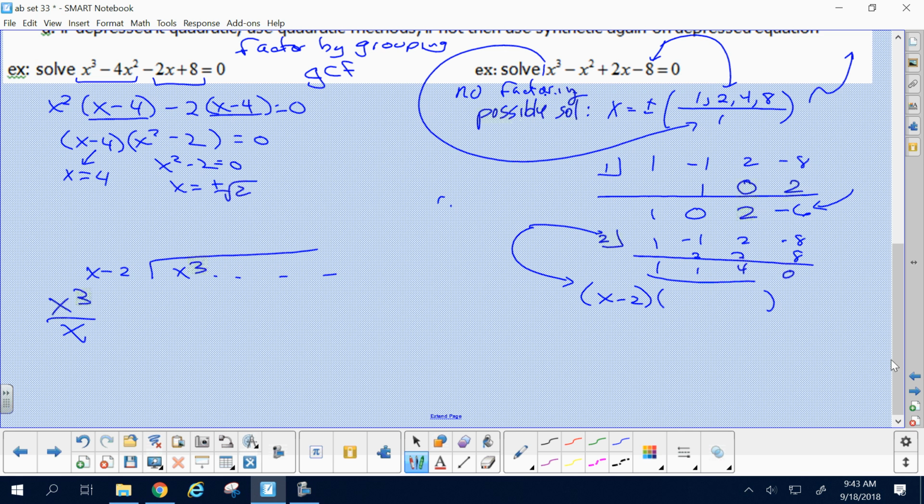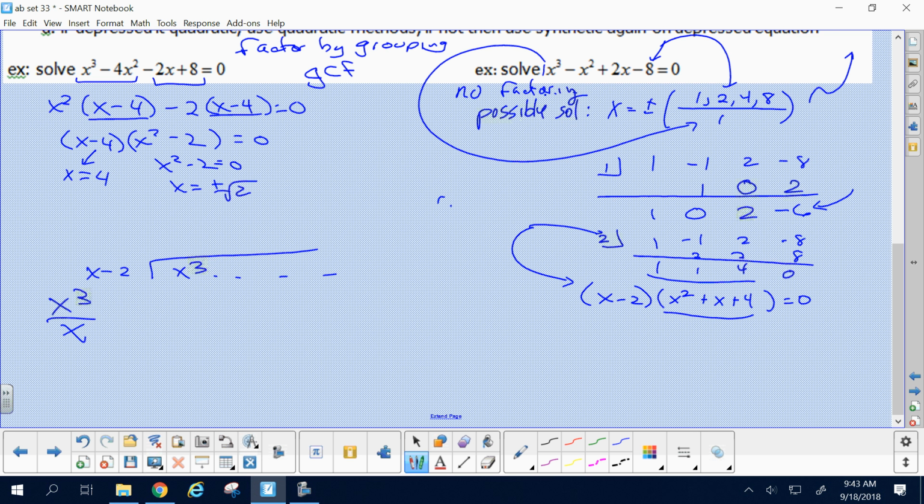The depressed equation is x squared plus x plus 4. What would happen if I multiplied this all back out? What would I get? Yeah, I'd get that original equation. This is exactly equal to that, but this one's easier to solve because right away I know 2 is a solution, and instead of dealing with a cubic, now I'm dealing with the quadratic.